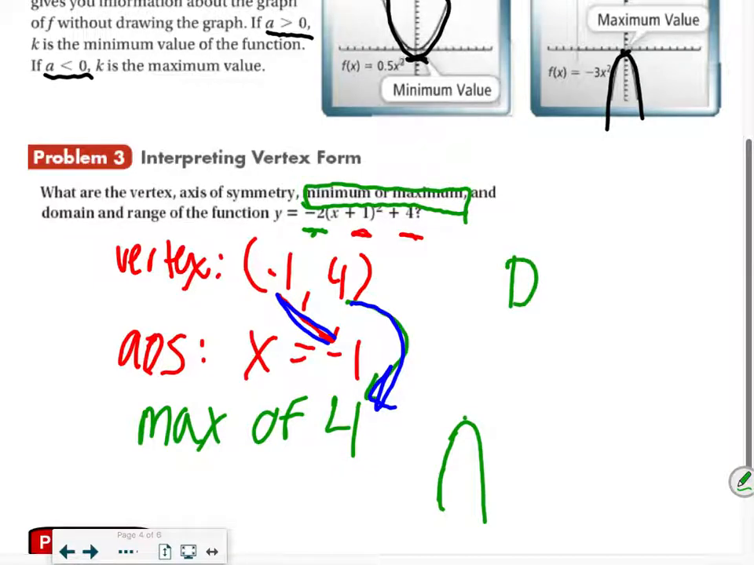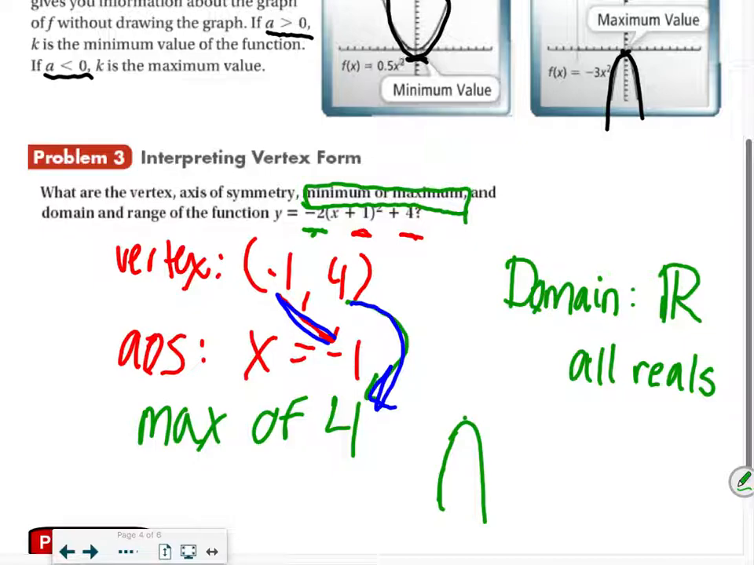Okay, domain. Does anybody remember what domain is? X, right? That's our x. There are no restrictions on our x, so we use that fancy R symbol, or you can write all reals. Pretty much in this section, there will never be any restrictions on our domain, so we always put all real numbers. Okay, domain is x, range is y.